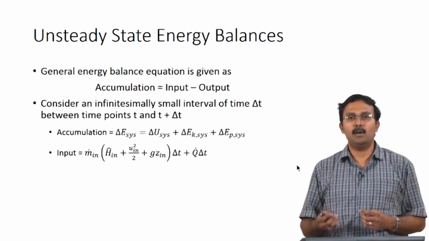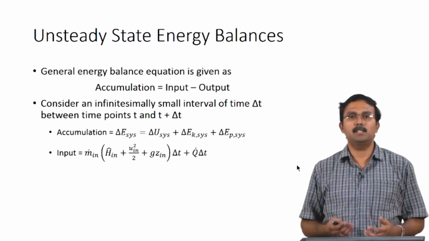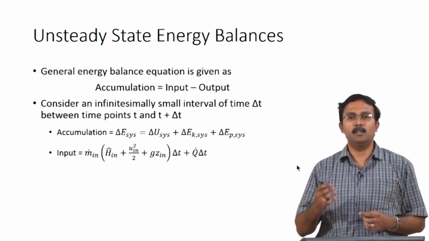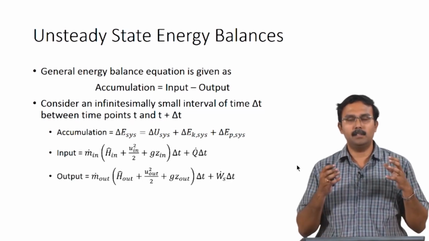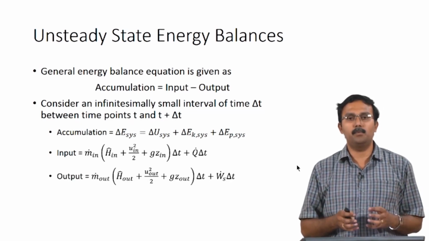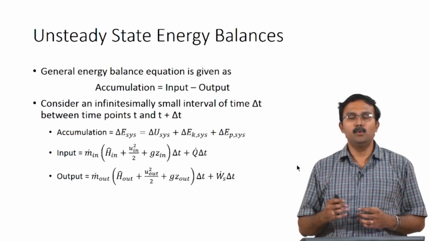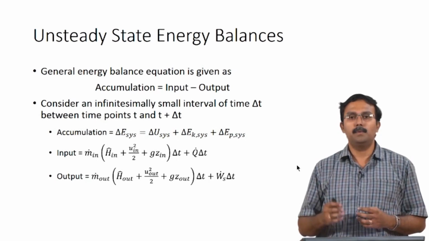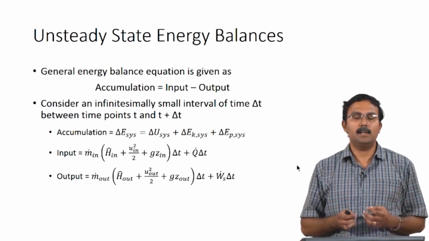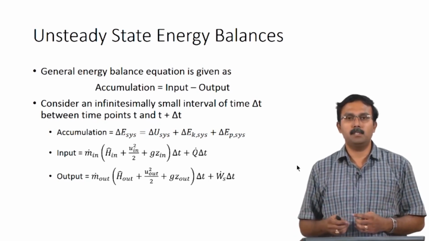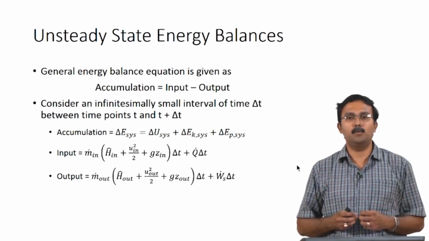You could also have heat that can be supplied to the system. We have considered heat supplied as positive, so we will have this as plus q dot delta t. Your output streams again can have energy, which would be m dot out times h cap out plus u out squared divided by 2 plus g z out times delta t. We have considered work done by the system to be positive, so we will take W s dot times delta t in the output.